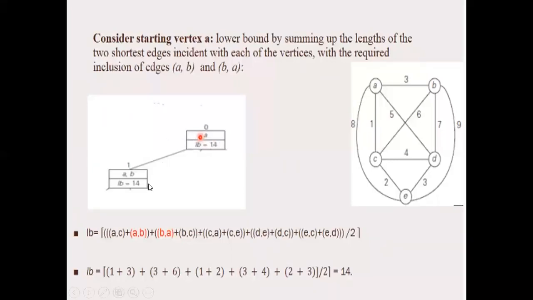Now move to the next state. What should we start with? We should start with city A. From there, identify the nearest cities for all the possible cities: A to B, A to C, A to D, A to E. So let me start with A to B. For A to B, what is the lower bound value which we got? Just observe here.